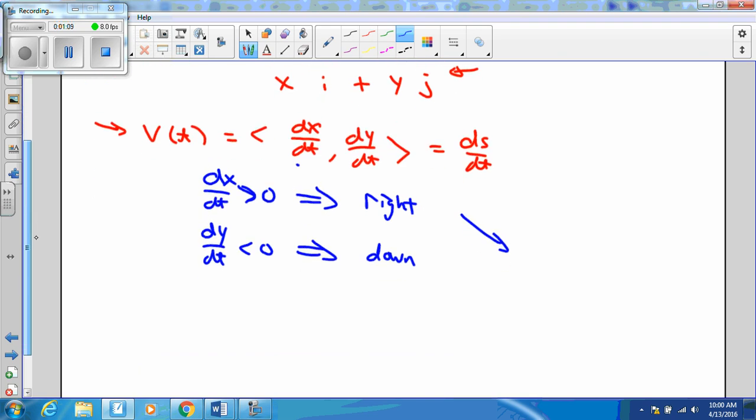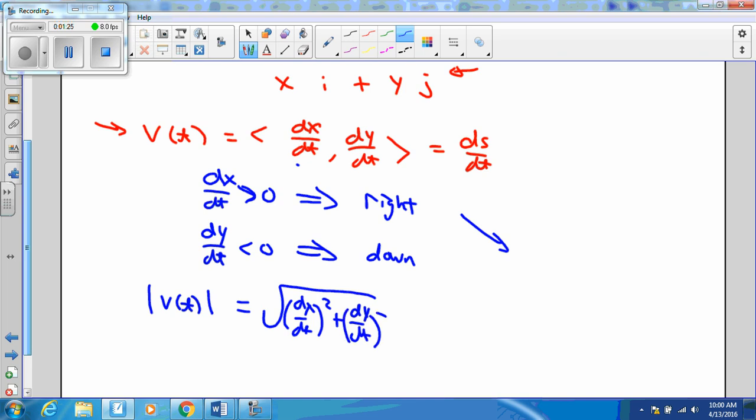If I wish to know how fast the object is going, then I call that the speed of the object, and it is notated as the magnitude of the velocity vector, which of course would be the square root of dx/dt squared plus dy/dt squared.